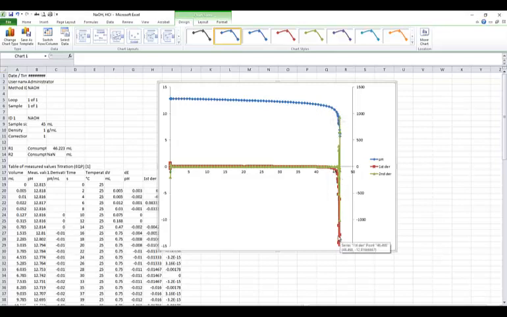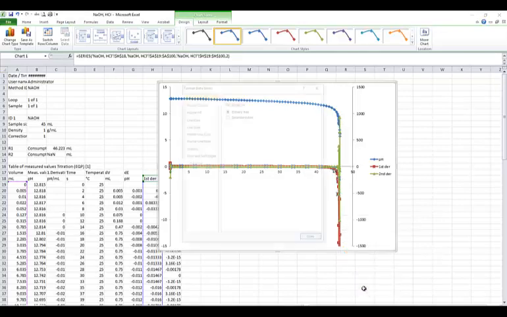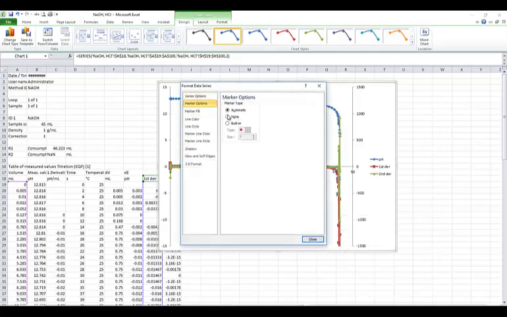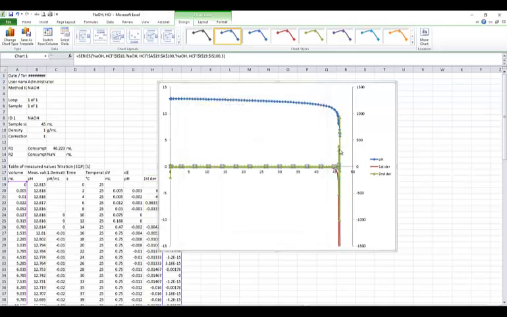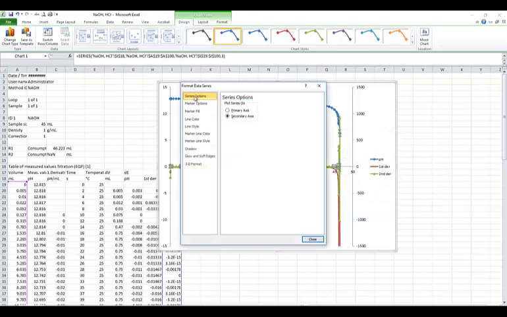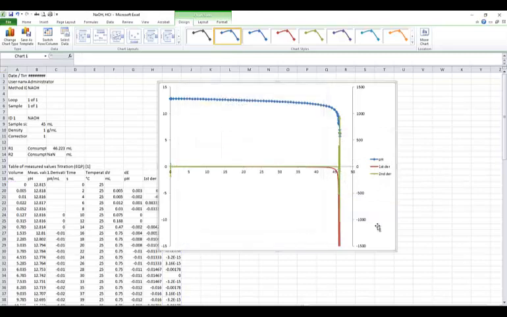So to do that, again, select and right-click, format data series, go to marker options and say we want none. We don't want a marker. So that was the first derivative, and I'll do the second derivative, do the same thing, marker options, none. All right, the graph is starting to look a lot better. I think I'll leave the points here because we do want to indicate how many measurements we made for our titration curve. So we're largely done now.